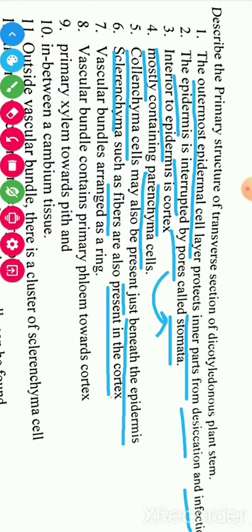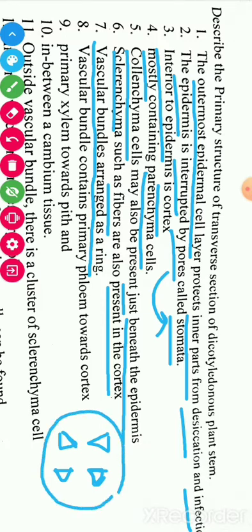Now vascular bundles here are arranged as a ring. So you have to remember that. Vascular bundles are arranged as a ring in dicotyledonous plant stems. In dicot plant stems, you find vascular bundles arranged as a ring. So remember that. It's a must. It's like this, around, they are arranged like a ring. And you find the pith here.